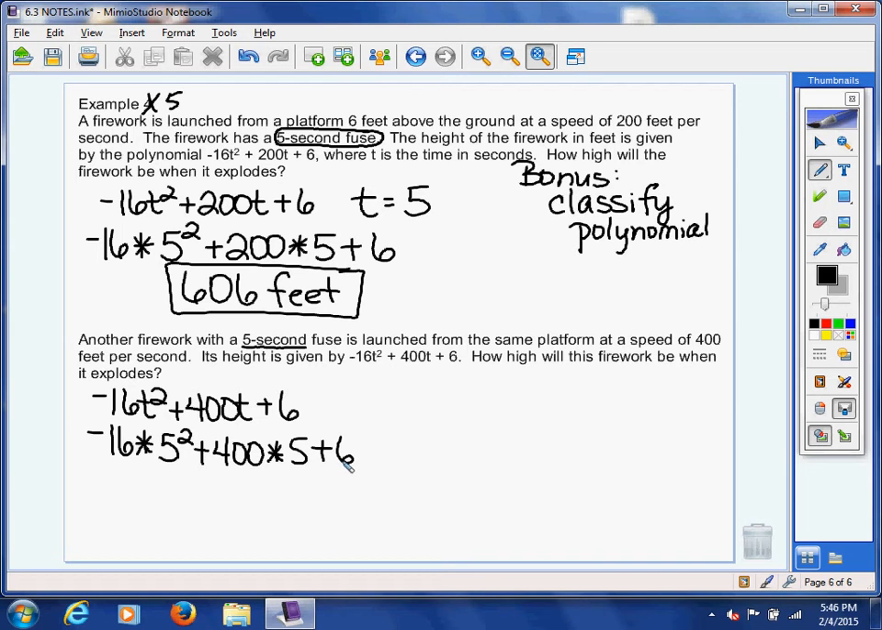I got 1,606 feet. That's how high it will be in the air before it explodes. This is 5 seconds after it's been lit. Okay, that's it. That's all you needed to do was take the polynomial and be able to plug a number into it and come up with an answer. So hopefully that made a lot of sense and you understood where all the numbers came from.